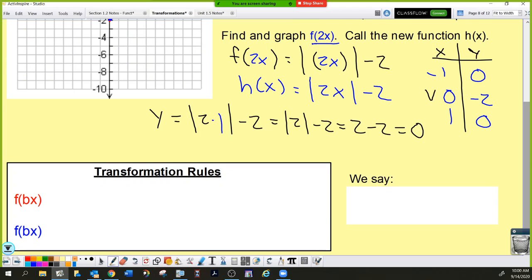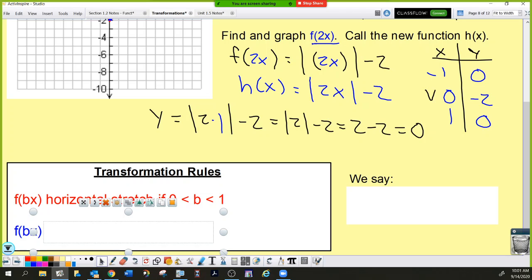So this time, if I wanted to get a horizontal stretch, well, I had to use a number on the inside that was between 0 and 1. And this time it's a b in front of the x because it's on the inside. But when we put a 2 in front of the x, that was actually a shrink. So if you want a horizontal shrink, then for the f rule, the inside has to be a number that is larger than 1.